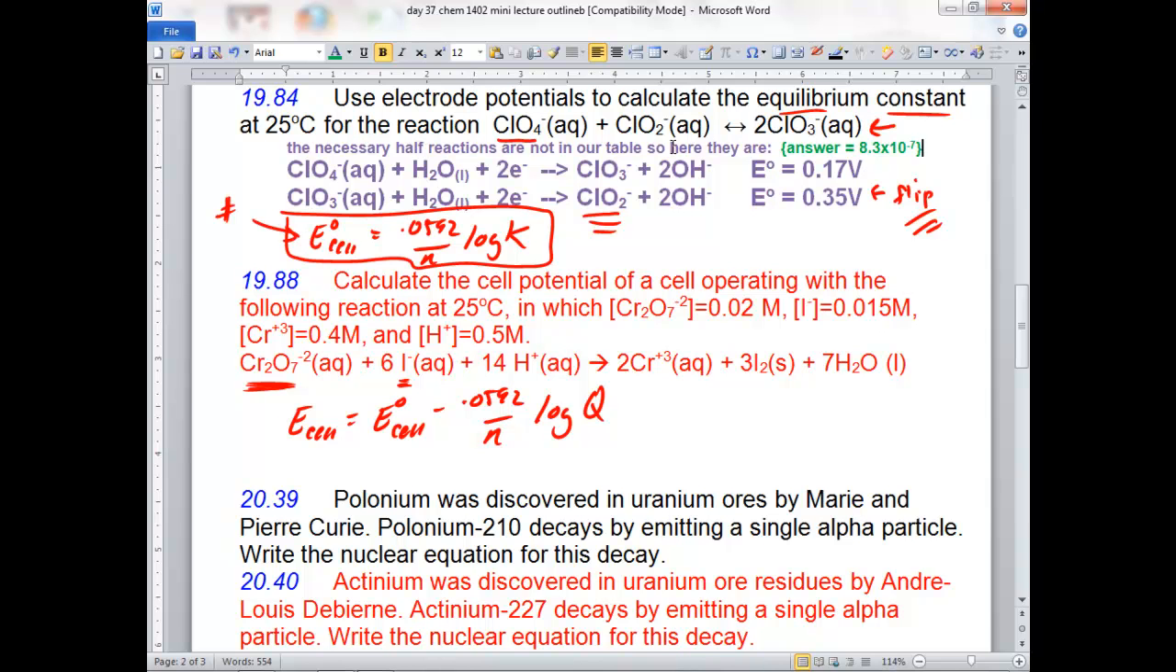And then the E cell, but I would have to flip the bottom one, right? You're going to flip the bottom one, so flip its E0 number. You don't multiply by 6 or anything. Add them up, and that gives you the E0 cell.